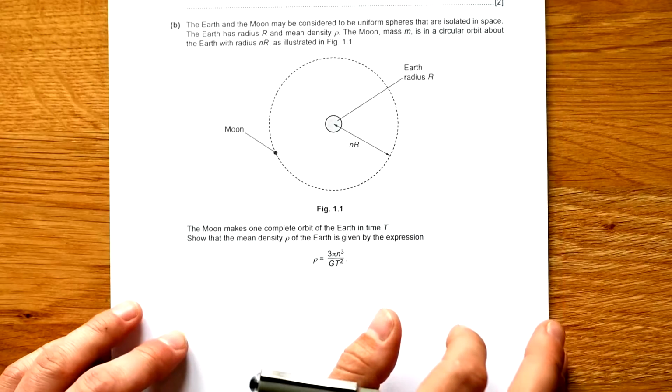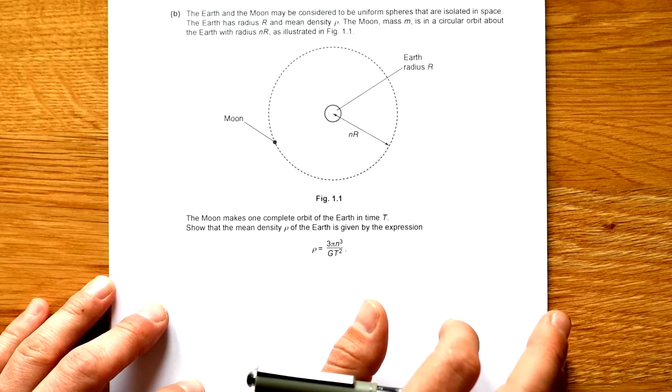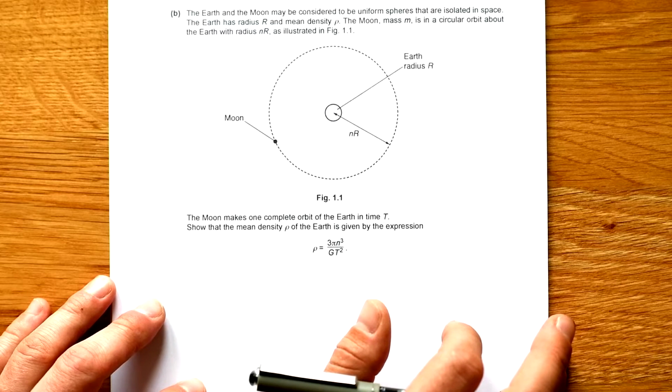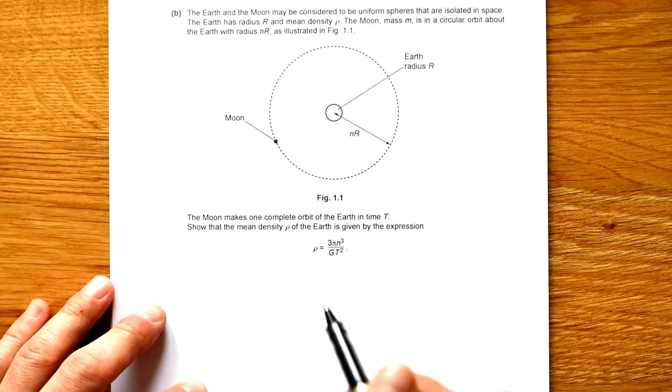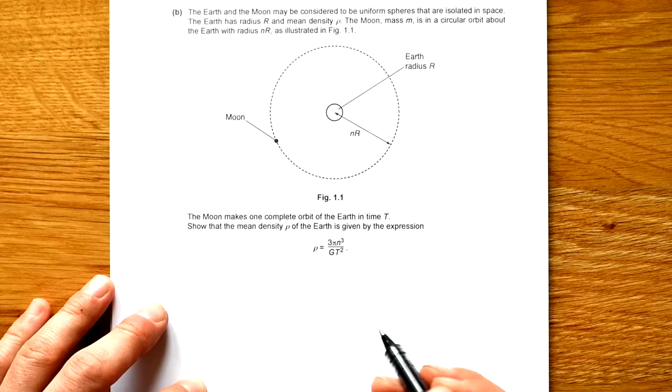Okay. Earth and the Moon may be considered to be uniform spheres that are isolated in space. Bless them. Earth at radius r and mean density rho. Moon at mass m is in circular orbit, and so on. Moon makes one complete orbit of Earth in time t. Show the mean density of the Earth is given by the expression.